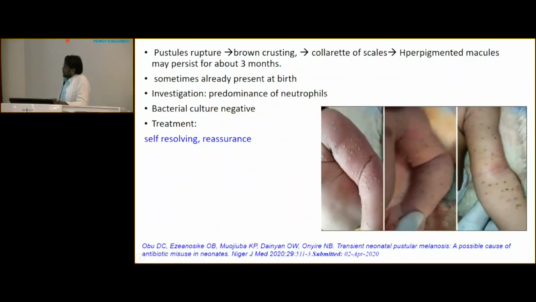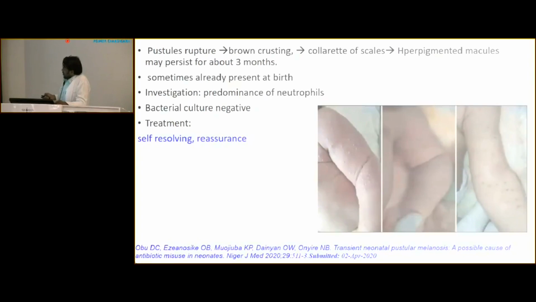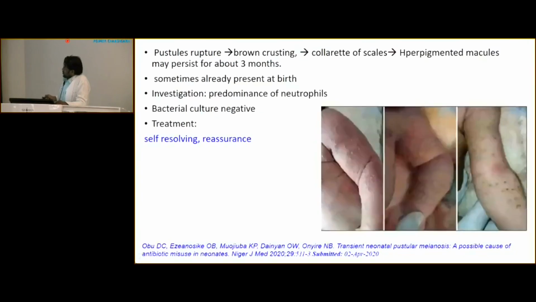And this hyperpigmentation can be present up till 3 months of age, or occasionally till years, the initial 1 to 2 years of age. On investigation, when a histopathology is done, it is predominantly neutrophils, unlike the other one, which is eosinophils. And bacterial culture doesn't grow anything here also. So the treatment advice which we give is self-resolving and reassurance.